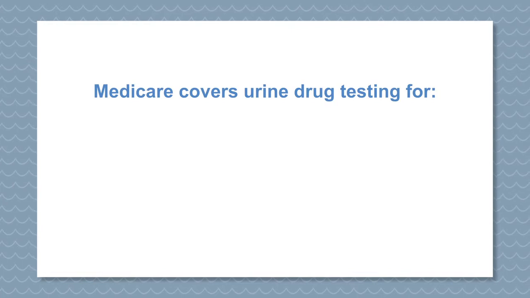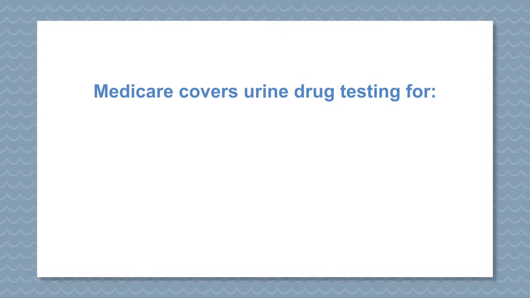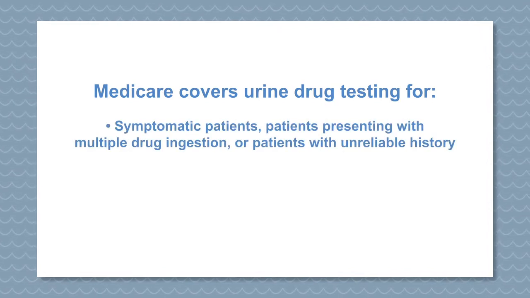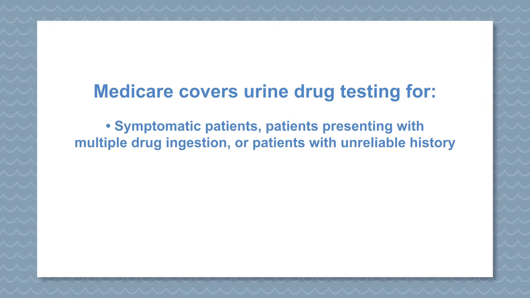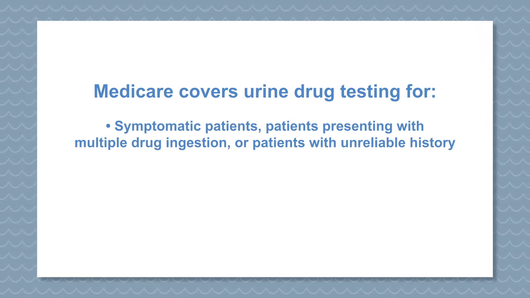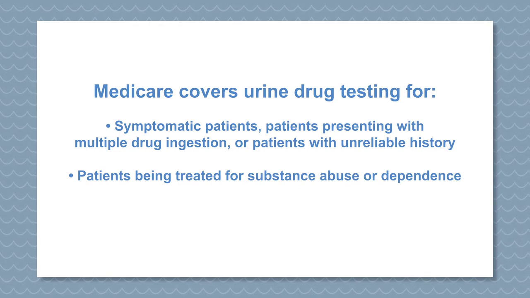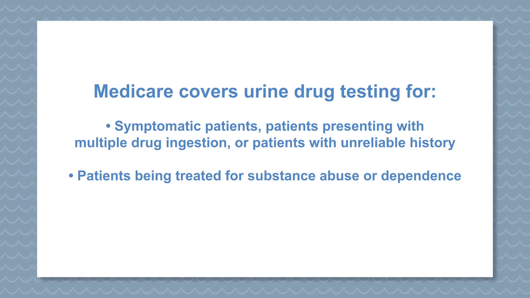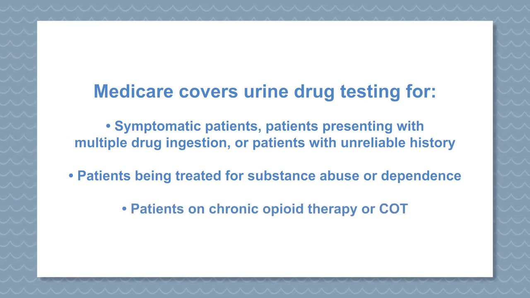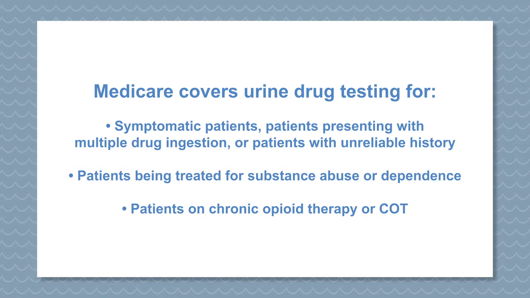So let's discuss the information you need to know for documenting and billing these services. We'll start by reviewing the basic coverage. Medicare covers urine drug testing for 3 categories of patients. The first category includes symptomatic patients, patients presenting with multiple drug ingestion, or patients with unreliable history. The second is patients being treated for substance abuse or dependence. And the last category is patients on chronic opioid therapy, or COT.